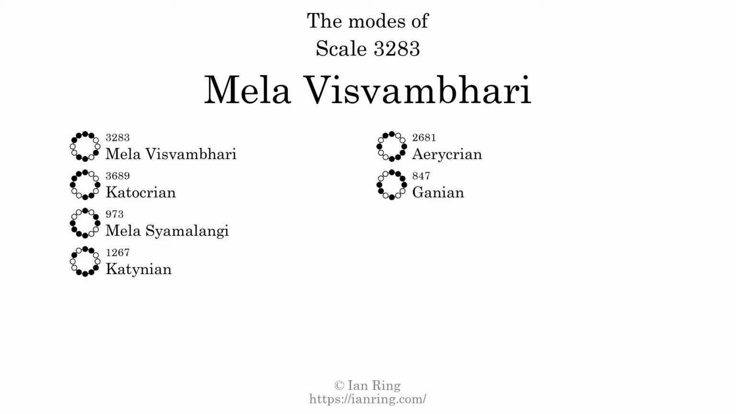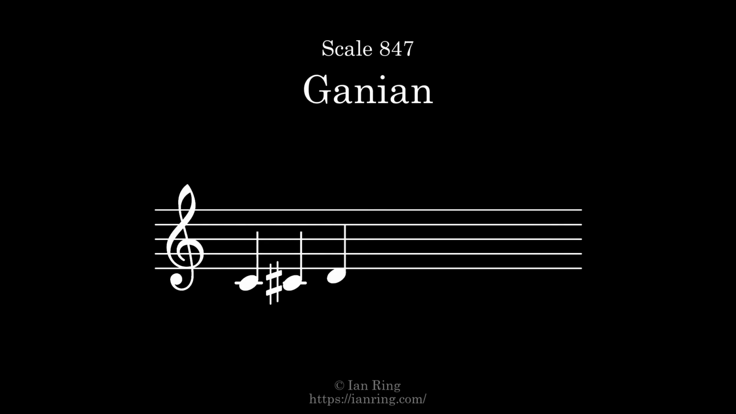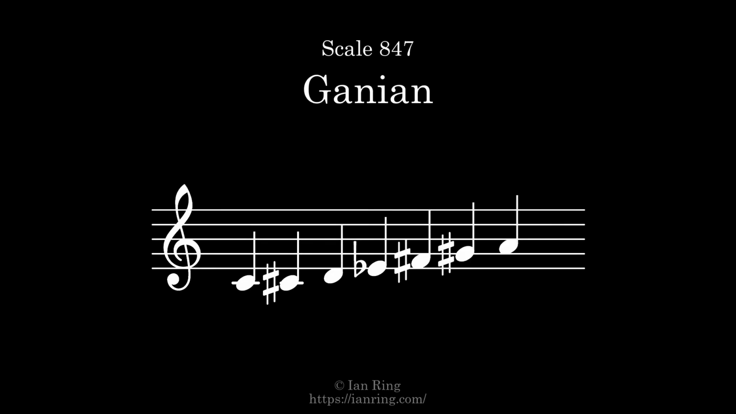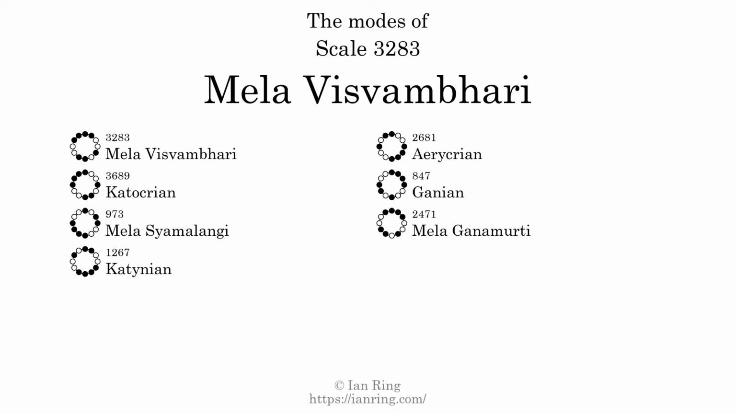The sixth mode is scale 847, also known as Gainan. It sounds like this. The seventh and last mode is scale 2471, also known as Mela Visvambhari. It sounds like this.